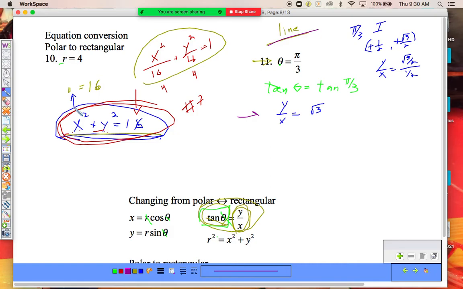Our lines are normally y equals mx plus b. Yeah, just get rid of that x. Move the x over. You're going to get y equals the square root of 3 times x. So now that's a line that goes through the origin because my y-intercept is 0. That has a slope of square root of 3. And I'm good with that.